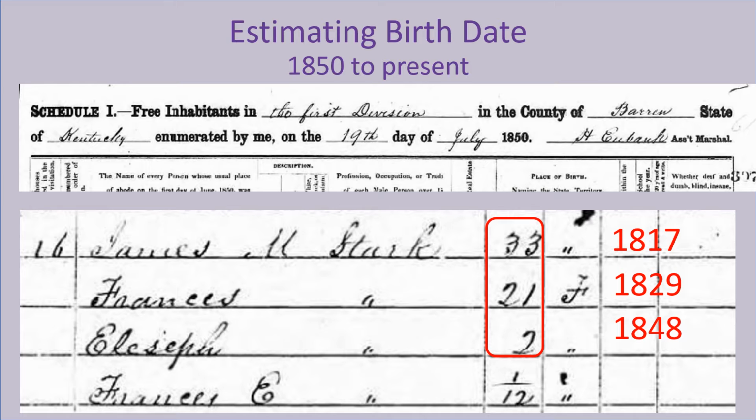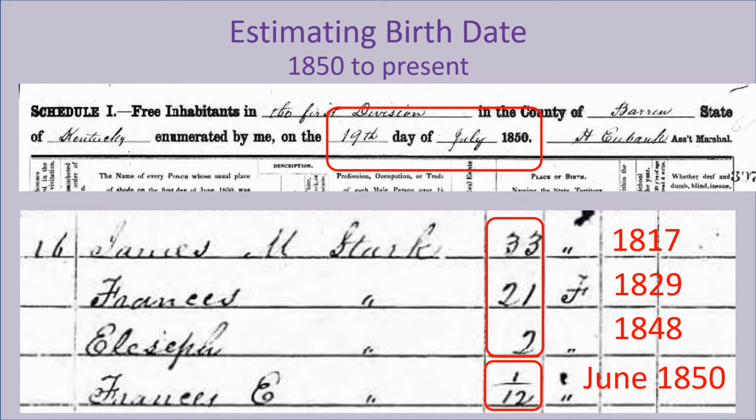Notice that the daughter Frances E. has a birth age of 1/12. For children under a year, we can estimate their birth date a little bit closer. The 1 means she was 1 month old. From the top, we see that the census was taken on the 19th of July. So Frances was likely born in June of 1850.